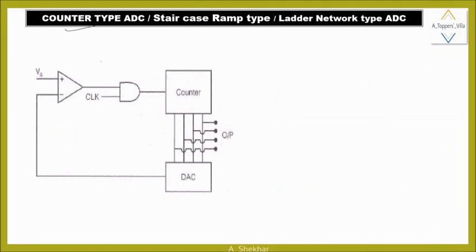Here this is a diagram of counter type ADC in which a counter is used to count the number of clock pulses to provide binary outputs. You can see here. And here a comparator is used to compare input analog voltage with reference voltage generated by the DAC in feedback. So here what happens is that when the input analog voltage VA is greater than the reference voltage, the counter will increment by 1, means basically it is an up counter.